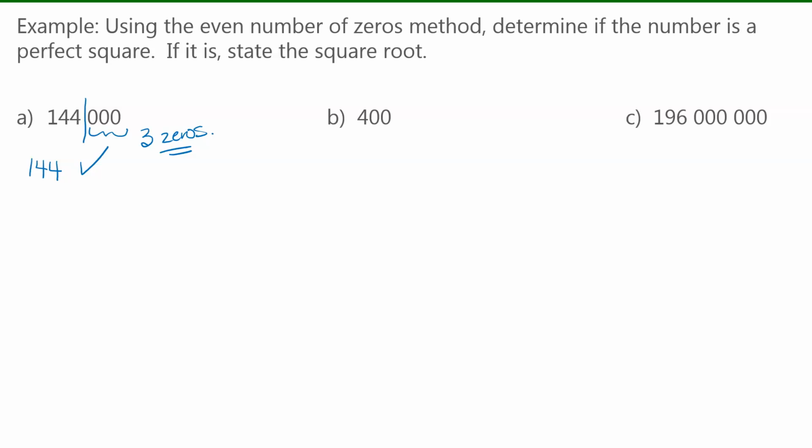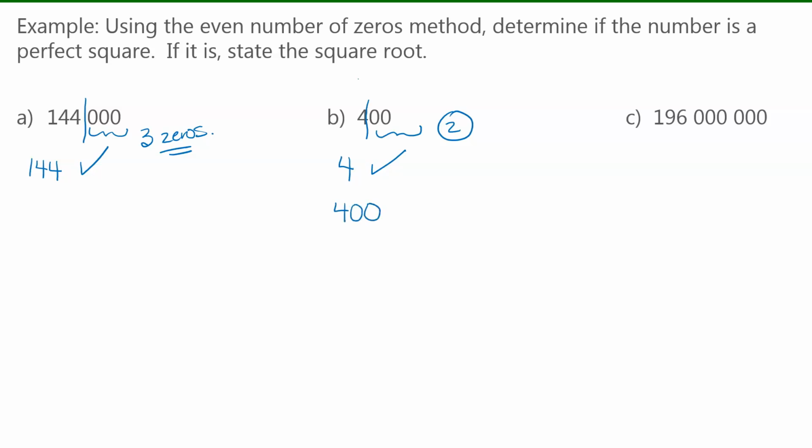Let's look at 400. Look at the number before the zeros. 4 is a perfect square, and we have an even number of zeros. There's 2. So because there's an even number of zeros, then 400 is a perfect square.